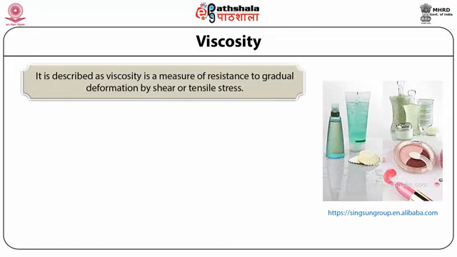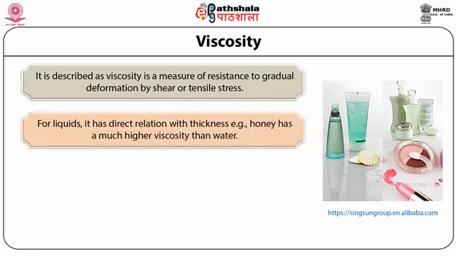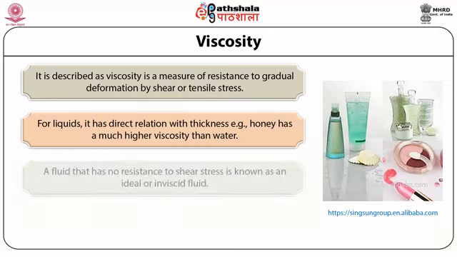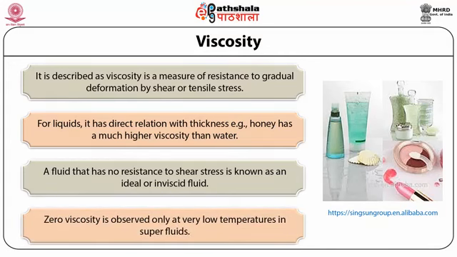and is described as a measure of resistance to gradual deformation by shear or tensile stress. For liquids, it has a direct relation with thickness. For example, honey has a much higher viscosity than water. A fluid that has no resistance to shear stress is known as an ideal or inviscid fluid. Zero viscosity is observed only at very low temperatures in superfluids.